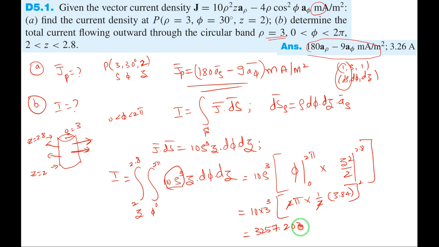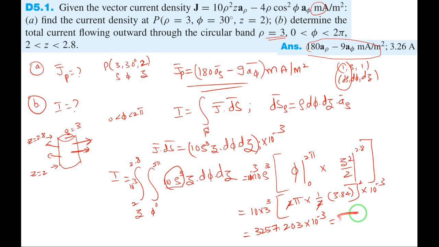3257.203. But what mistake I have made is, observe here, J is in milli. This milli we have left out. J dot dS, everywhere milli should come, into 10 power minus 3. We should take it everywhere. So into 10 power minus 3, we will take it out. So here also into 10 power minus 3. Right, milli is given.